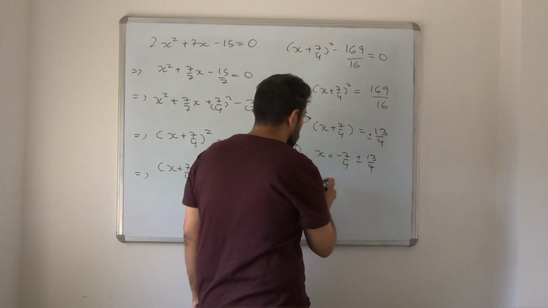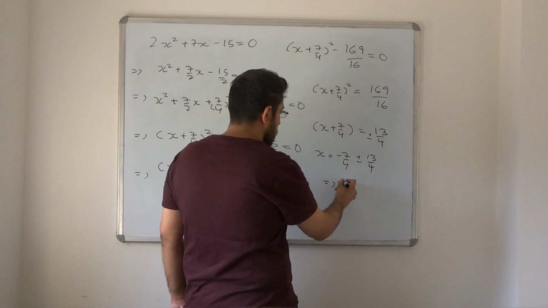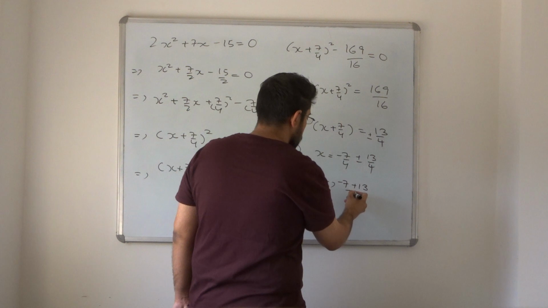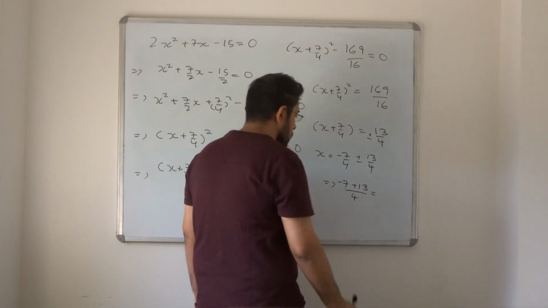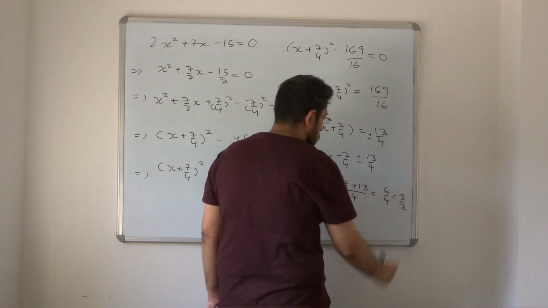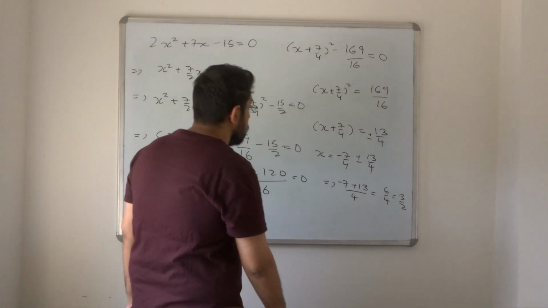Okay, so now what do you get? So basically you get negative 7, okay, plus 13, okay, over 4. So basically you get 6 over 4, which is 3 by 2. Okay, there's nothing wrong with that. We were supposed to get that.